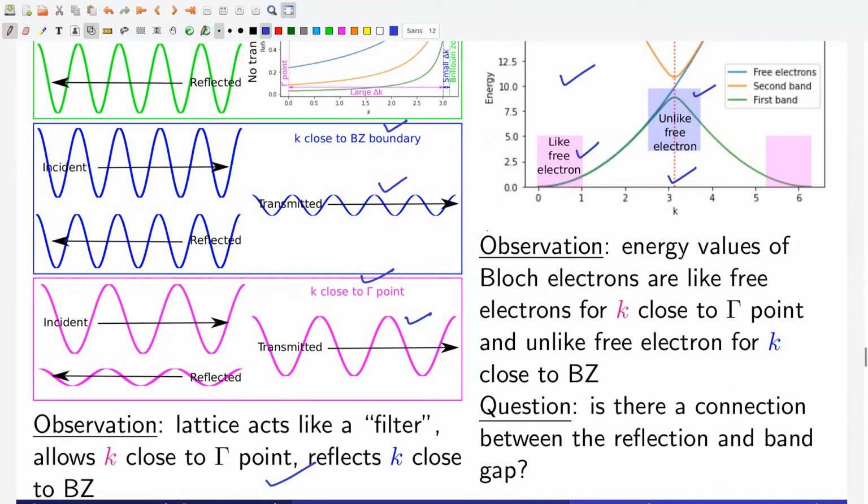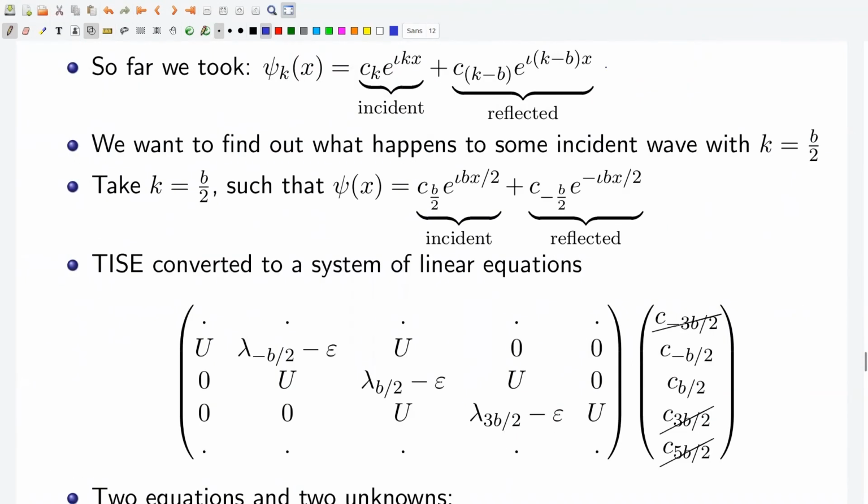Propagation of Bloch electrons is stopped because of the reflection by the periodic potential, and we observe a gap in the energy spectrum of the Bloch electrons. Is there any connection between the reflection and the band gap? Let us investigate. So far, we did a Fourier series expansion of psi in this form.